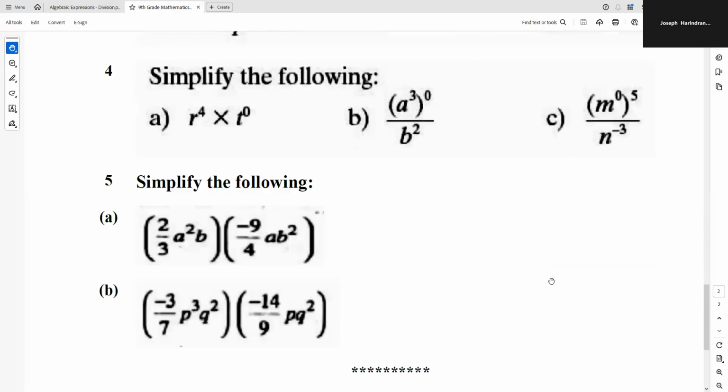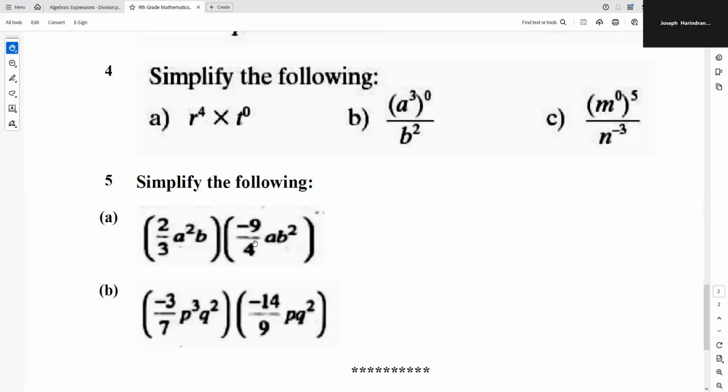So there are some other examples which seem to be complicated, but it's very easy. You just have to multiply the constants first. 2 by 3, here 2 by 3 into minus 9 by 4. Minus 18, and of course we could also simplify it further. You could try these questions.